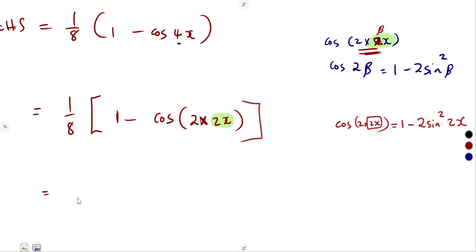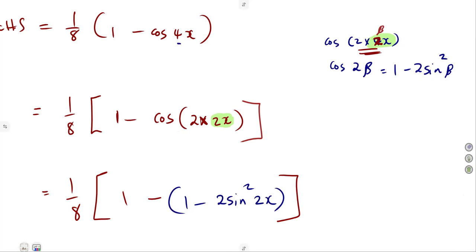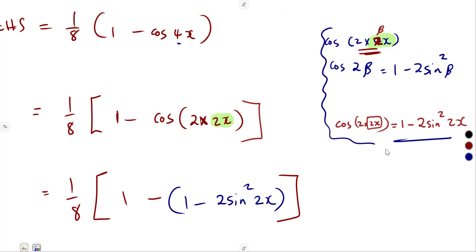If we put it back here, it's going to be 1 over 8 into what? 1 minus the whole thing here that we simplified. It gave us this: 1 minus 2 sine squared of 2x. So this is what we got, and we can simplify that. Let me just leave it here so that you also see where this was taken from.